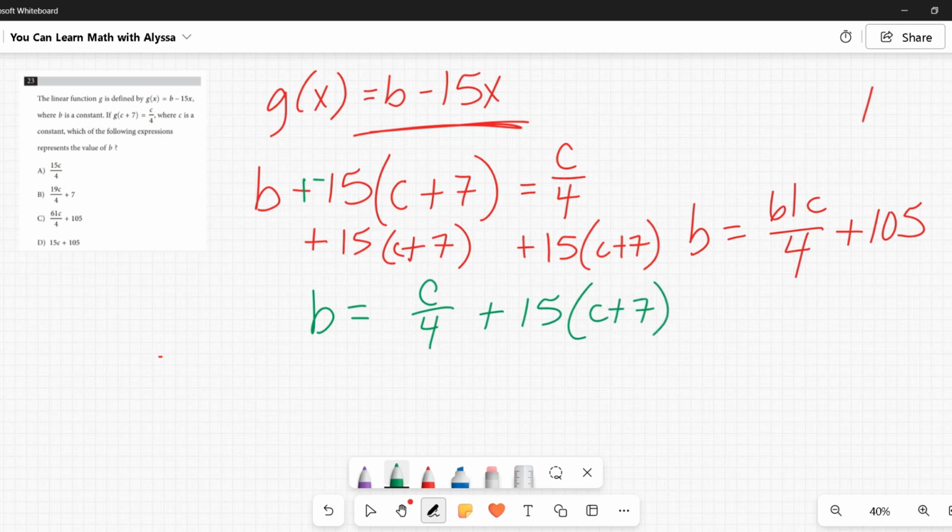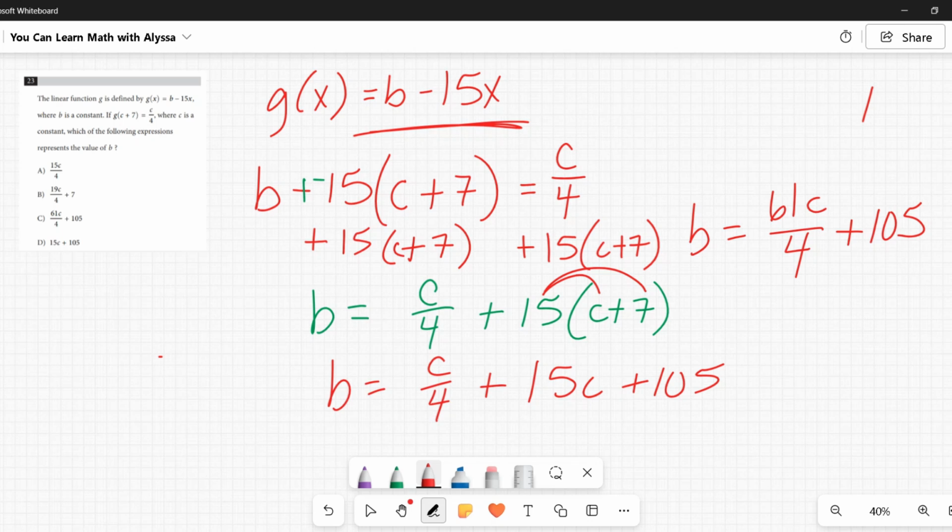But as you see, that is not represented up here. So you would have to keep going. Same as before, distribute. 15 times c is 15c, and 15 times 7 is 105. So I have b is equal to c over 4 plus 15c plus 105.